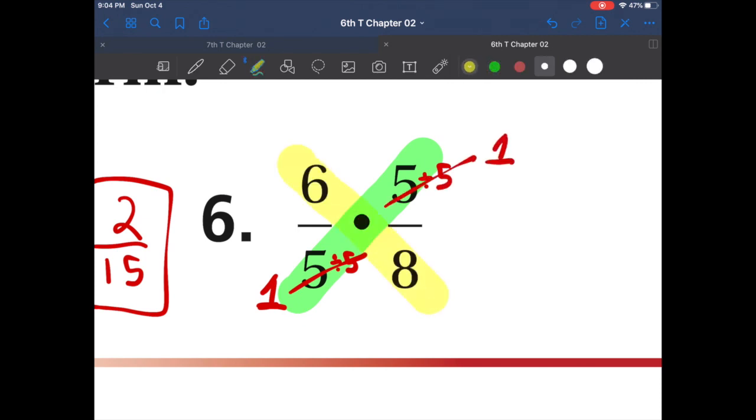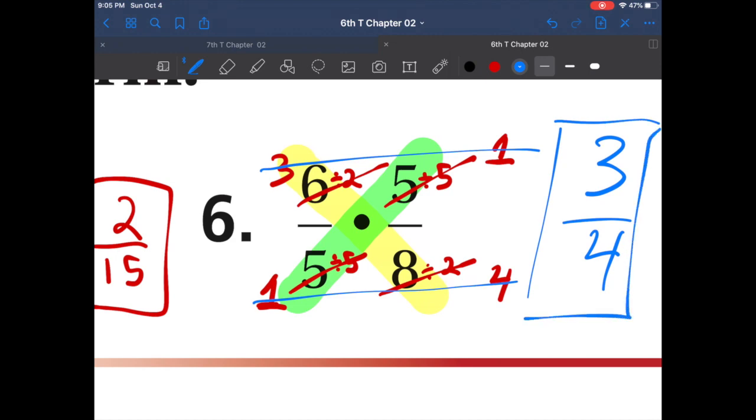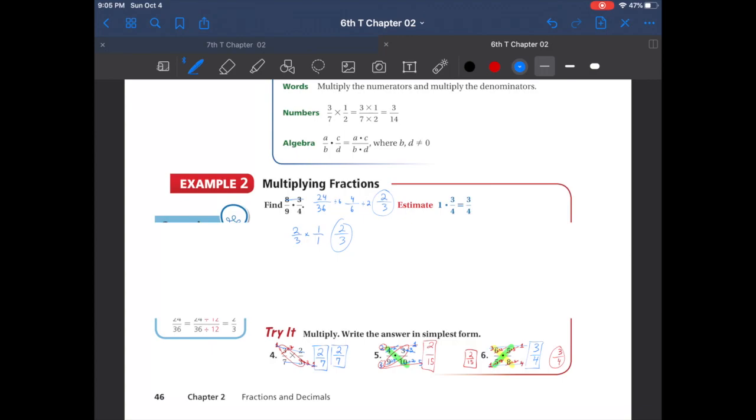And then now, is there a number that can go into 6 and 8? Yeah, 2, right? So let's divide by 2. That gives me 3. Let's divide by 2, and that gives me 4. Now I just need to multiply straight across. 3 times 1 is 3. 1 times 4 is 4. And there we go. That is how we multiply fractions.